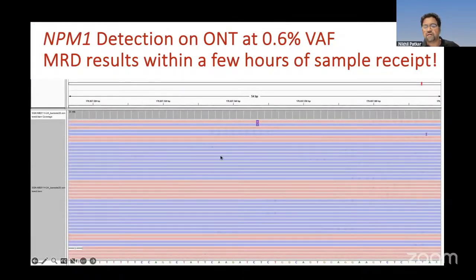I'll be speaking about it, but I just want to tell you what happens when you do error correction. You can see the background that was so frightful in the previous slide goes away, and only the true NPM1 mutation persists. This is on Oxford Nanopore Technologies. The advantage is that you can get MRD results within a few hours of sample receipt. Plus, it is incredibly cheap to do, and we are still exploring and standardizing this technology. We hope to have some data out in the next year.